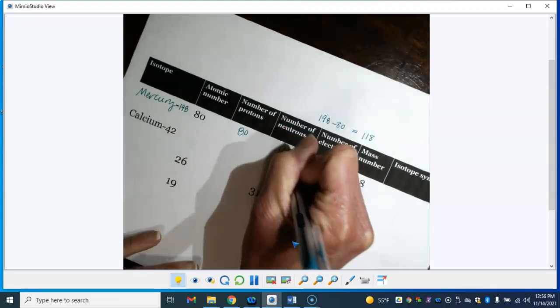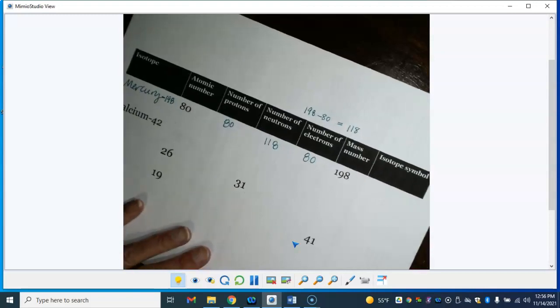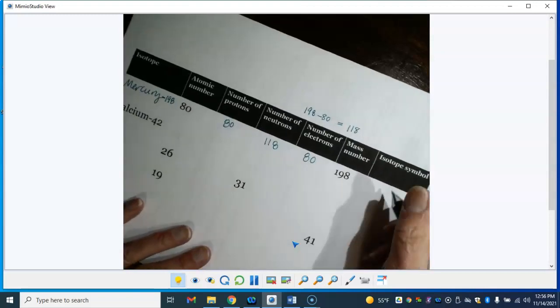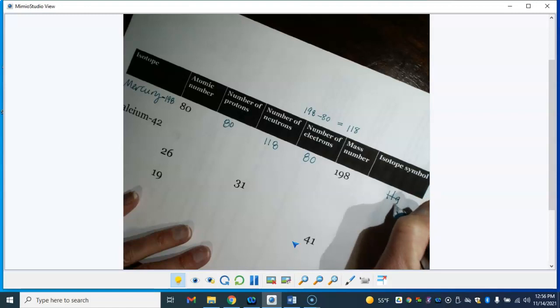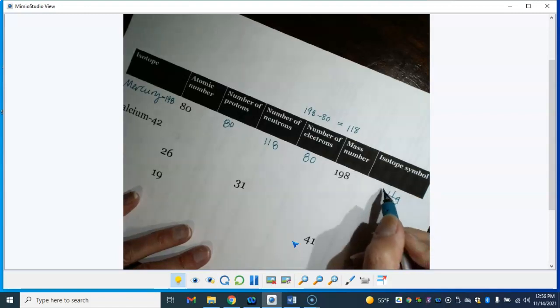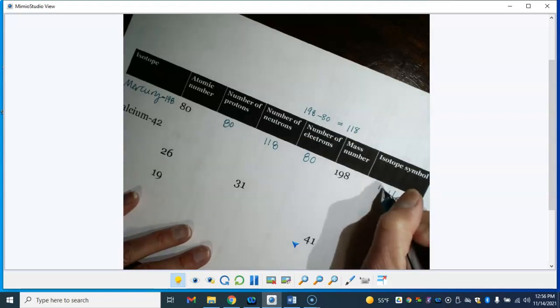So I'm going to add my 118 right here, and then I'm going to write my isotope symbol. The symbol for mercury is Hg. I'm going to put my mass number right towards the top of my symbol, and at the bottom of my symbol is going to go my atomic number, which is 80.